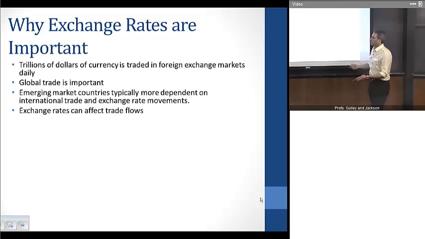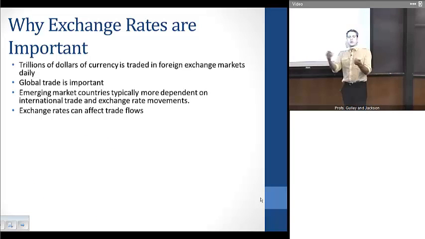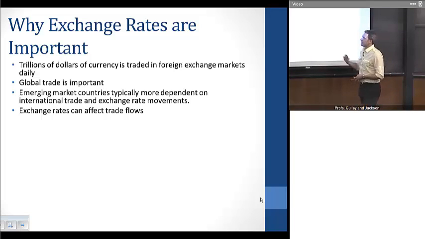Why is all of this important? Well, again, this gets at the heart of thinking about why we care about exchange rates and why we care about underlying things that drive exchange rates. There's a lot of reasons why this is important. So first of all, there's trillions of dollars of currency that's traded in foreign exchange markets on a daily basis. So it's a huge market.